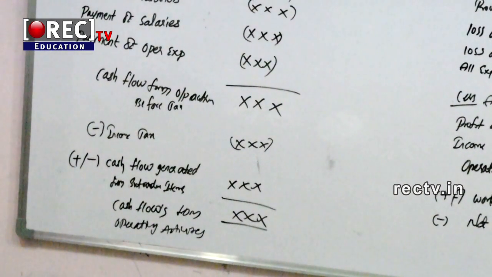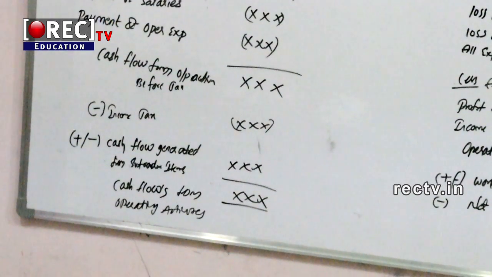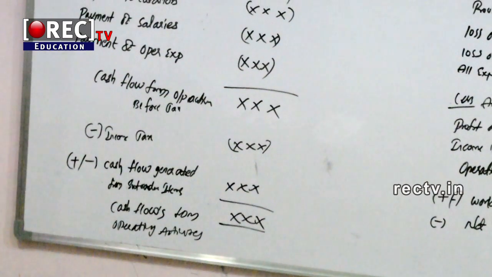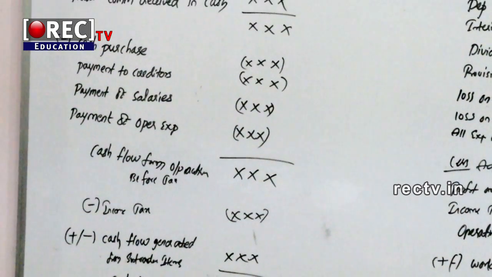Now we should add or deduct cash flow generated from extraordinary items. Now we arrive at cash flow from operating activities. So this is the direct method for the computation of operating activities under the cash flow statement.